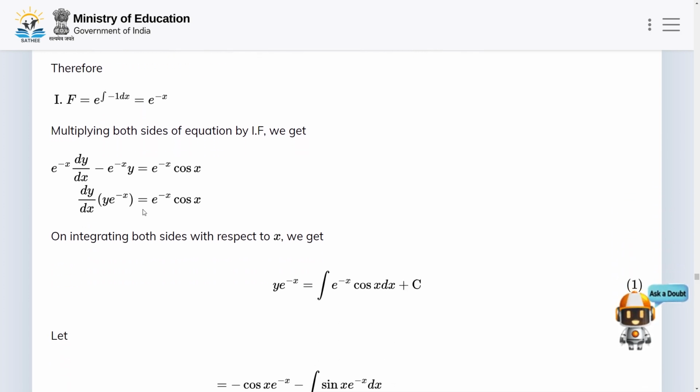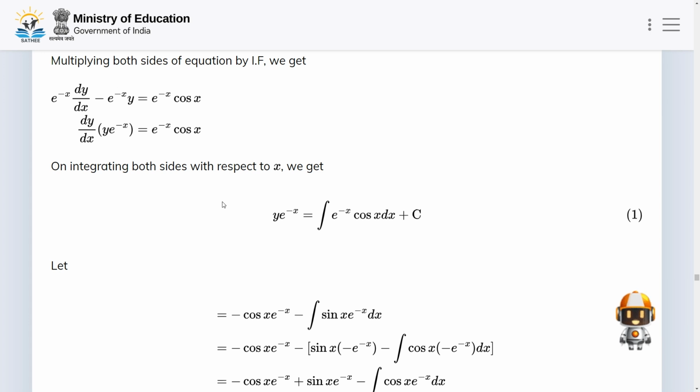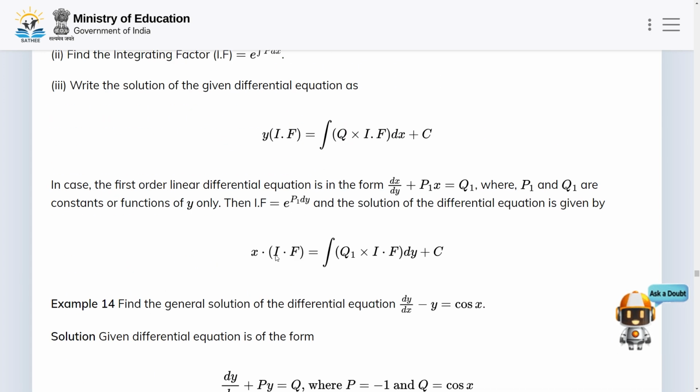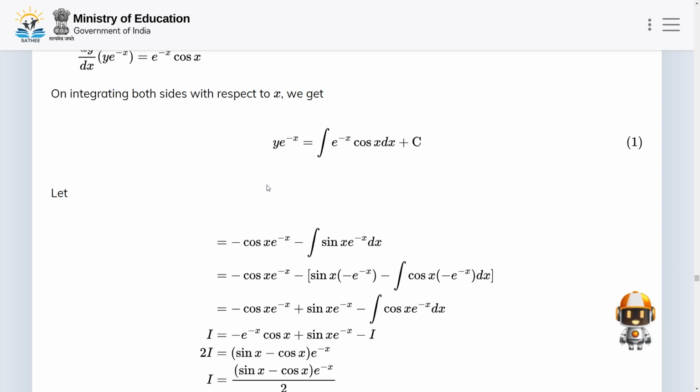Generally the final answer we have, as we have already shown in the steps, is y multiplied with the integrating factor is equal to integration of q multiplied with the integrating factor dx plus some constant. We are going to use that every time. So integrate this using by parts. In by parts, we are using cos x, the trigonometric function, as the first function and this as the second function.